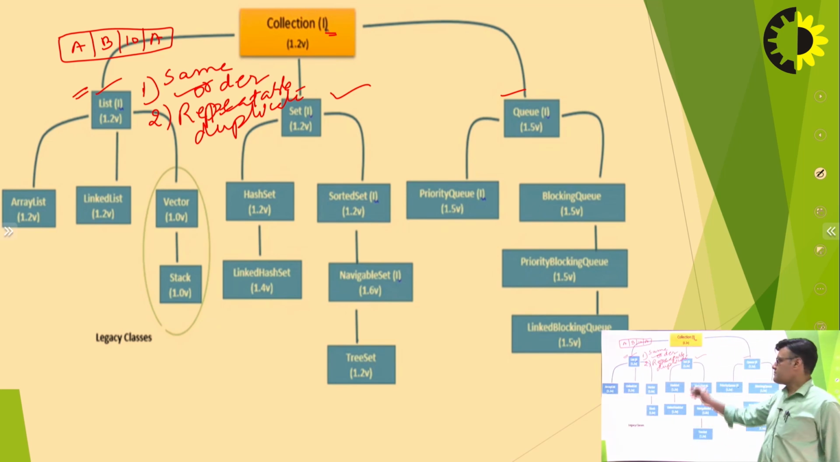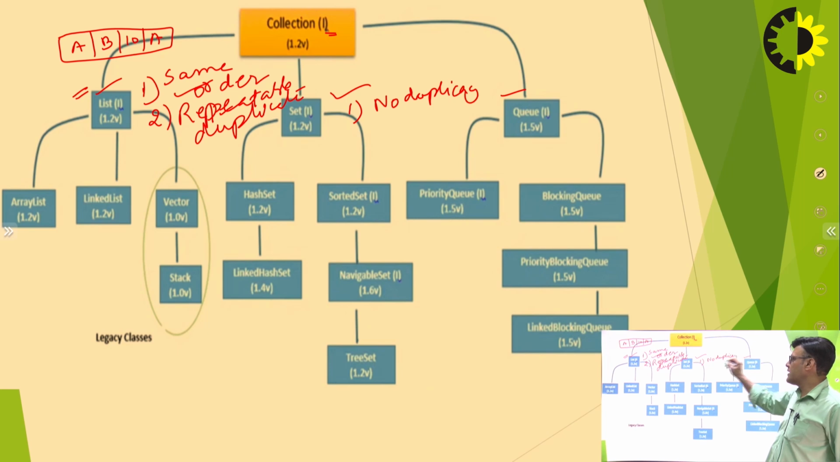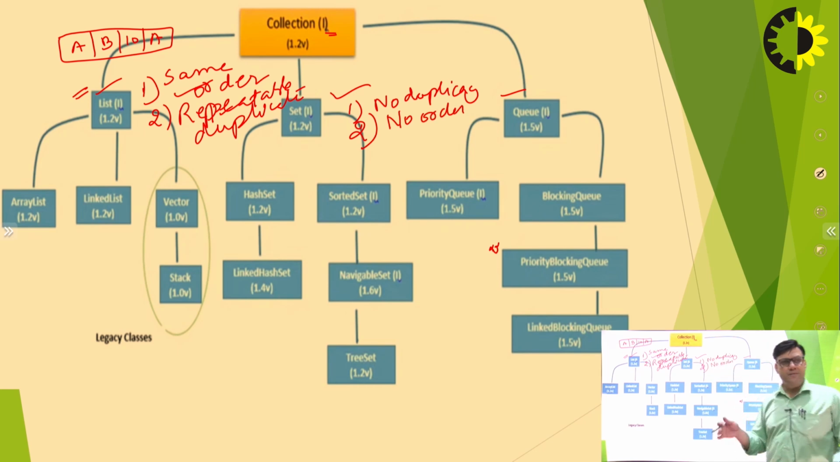If we do not want to retain these two properties, meaning we do not want duplicacy and we do not want to retain the order, then elements are coming and being stored randomly. It is not necessary that the element we have provided first will be stored at the first location. In this case we will prefer set. Under the set interface we have the implementation classes HashSet and LinkedHashSet.